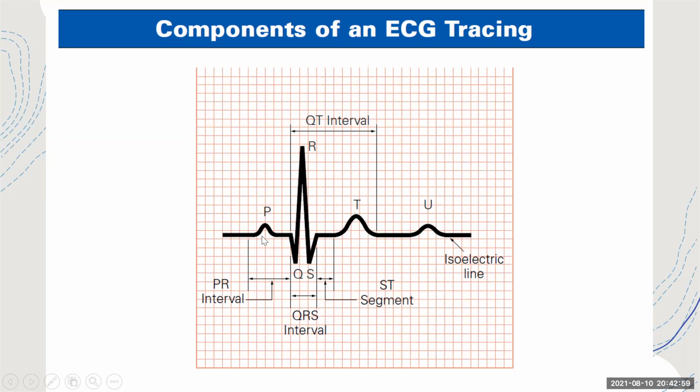Then what happens? The atria relax. Once the atria relax, you will not find anything on ECG. Normally, once the atria relax, it will not give anything on ECG. Now it's the time for the ventricles to contract.